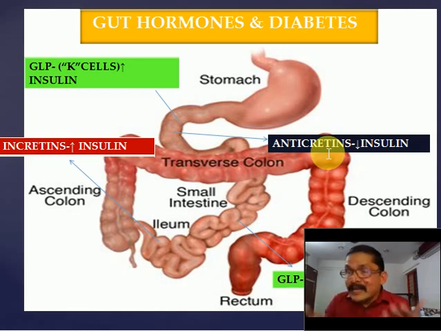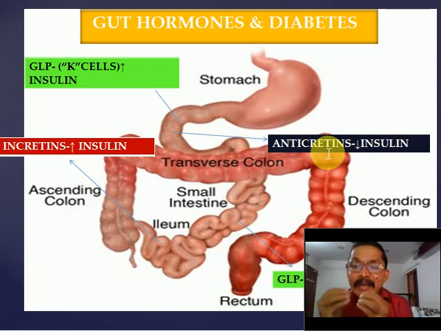So a balanced release of these incretins and anticretins gives stimuli or signals to the beta cells of our pancreas. Only by that can our pancreas have a sense of the demand of insulin, or how much insulin to release into the bloodstream.